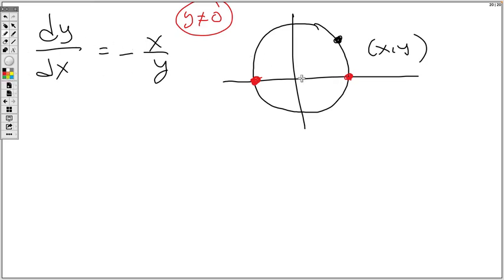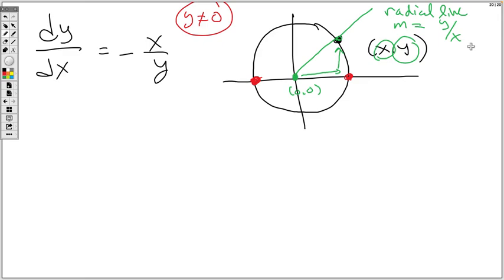But something else I want to point out is let's look at the radial line. So that's the line that goes from the origin through the point. And what would be the slope of this line? So how far over do I go? How far up do I go? Well, how far over I go, that's your x. You follow? And how far up I go is my what? y. So the slope of that line would be y over x. You with me or not? Okay.